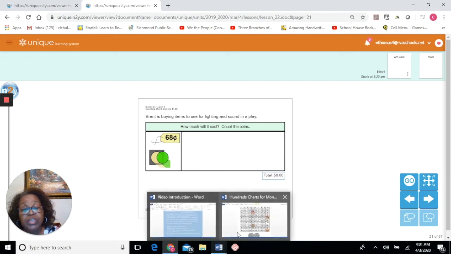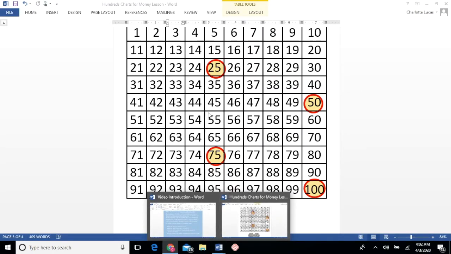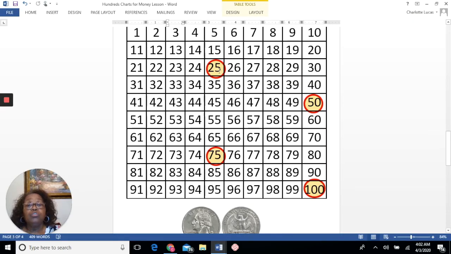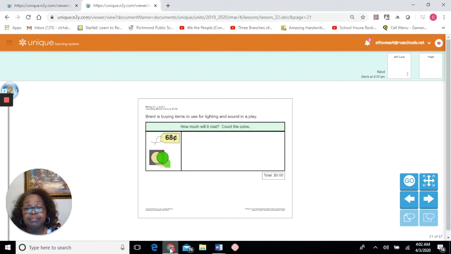Back to our chart. We need 68 cents. 25. Chart, please. There we are. 25, 50. 1 dime, 60. 60, 70. No, that's too much. Let's go to 65. That's a nickel. 65. Now we can count on using pennies. 65, 66, 67, 68. Excellent. Let's see if we got it right this time.